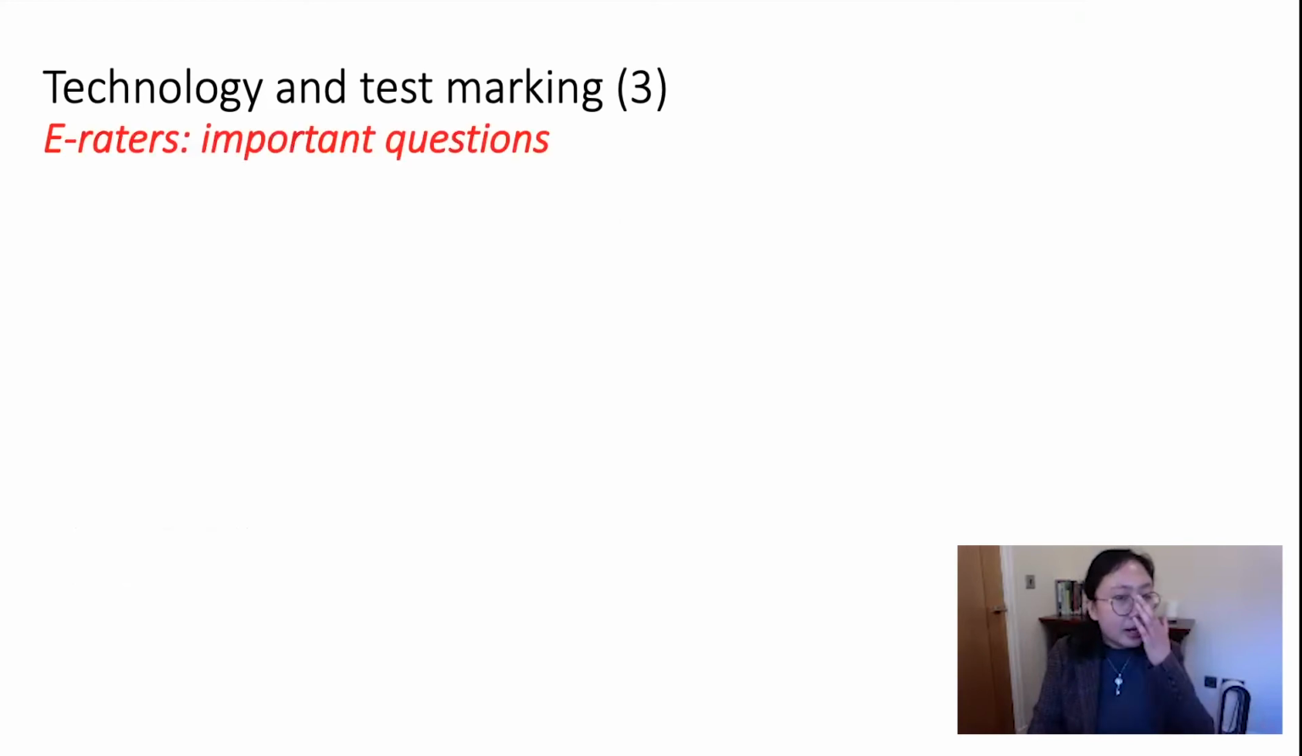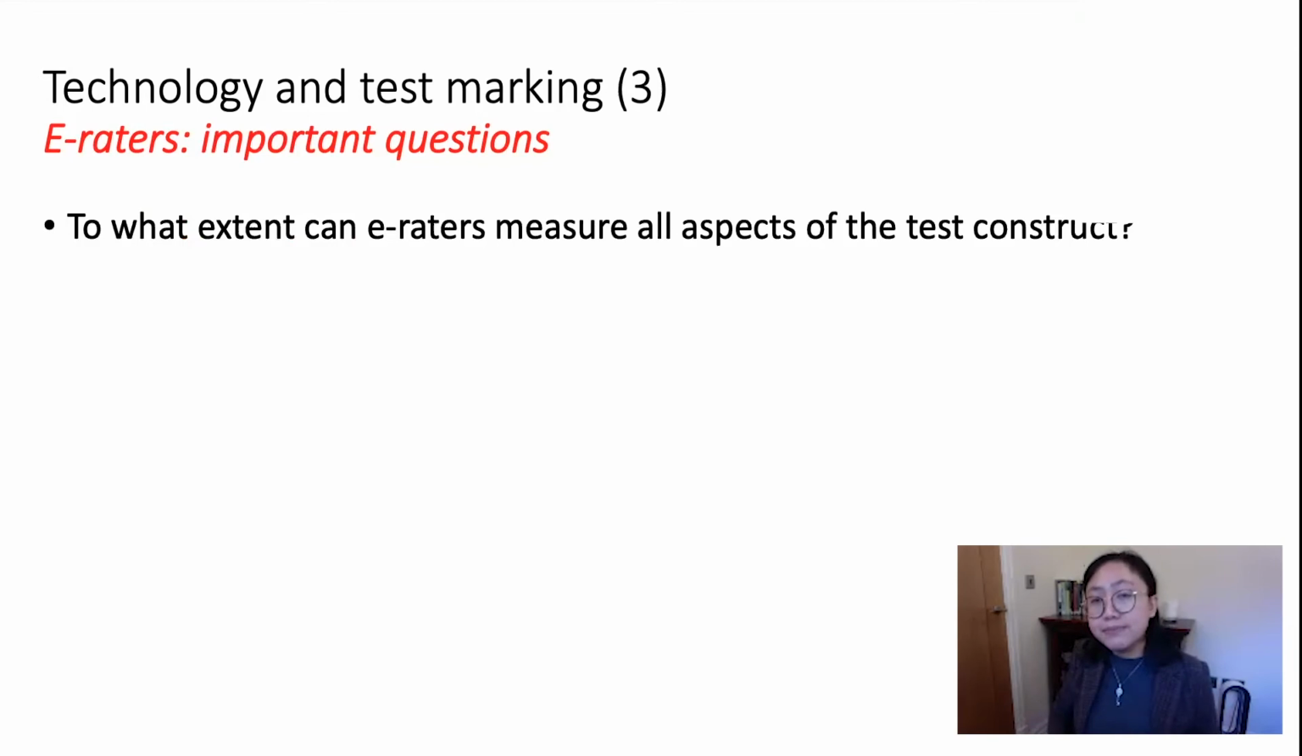But then there are important questions surrounding e-raters. I will not be able to answer all of them, but these are questions that we need to ask ourselves, really. So the first one: when using e-raters or machine raters, to what extent can e-raters actually measure all aspects of the test construct, okay? Can they measure everything that we want to measure, for example?